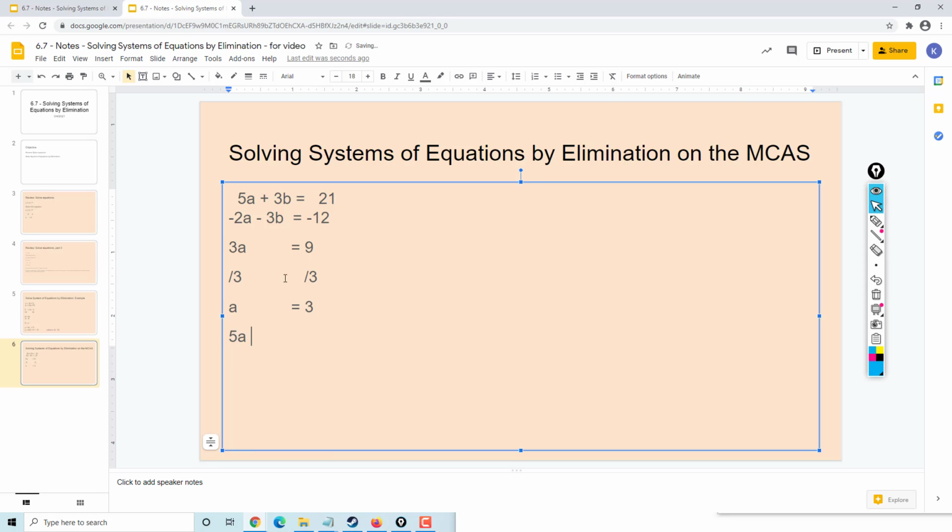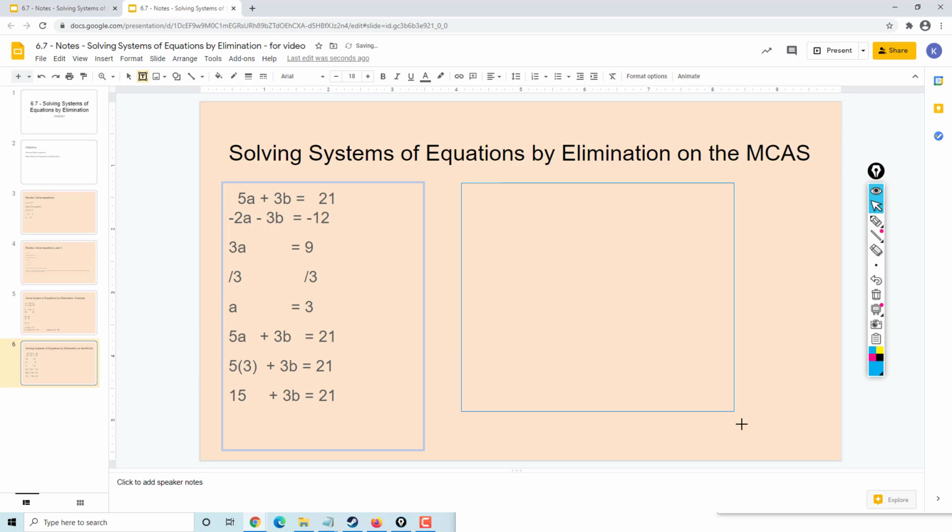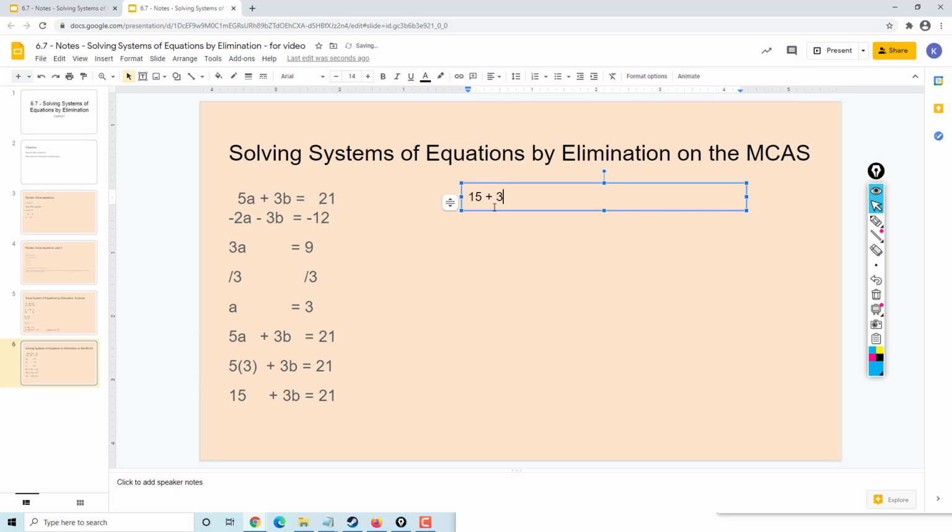Now I can take any equation, like the first one. I know a equals 3. So that means I get 15 plus 3b equals 21. Now go to this side and we'll keep going. 15 plus 3b equals 21. So I can subtract 15, subtract 15. I get 3b equals 6. So b equals 2.